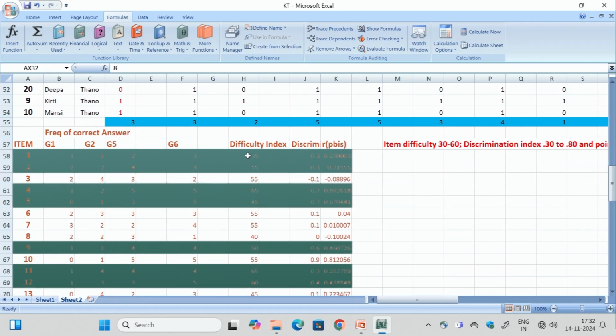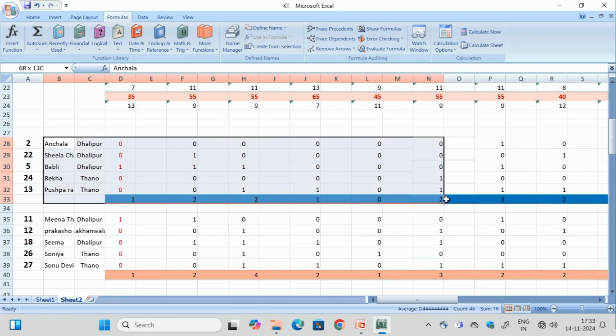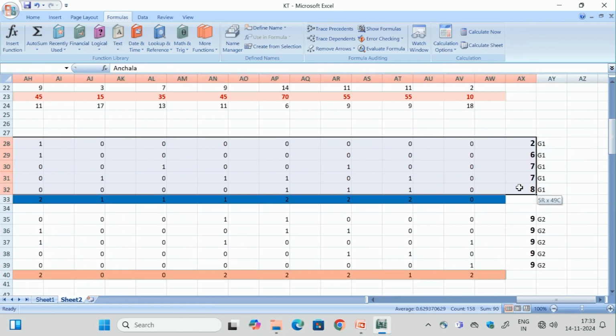So next, what you need to do is the discrimination index. How are we going to do that? Here I arrange the data item-wise. That means in the case of item 1, how many of the G1 group gave the right answer, how many of the G2 group gave the right answer, how many of the G5 group gave the right answer, and how many of the G6 group gave the right answer. For that purpose, you need to separate each particular group; here I put the responses of group 1.